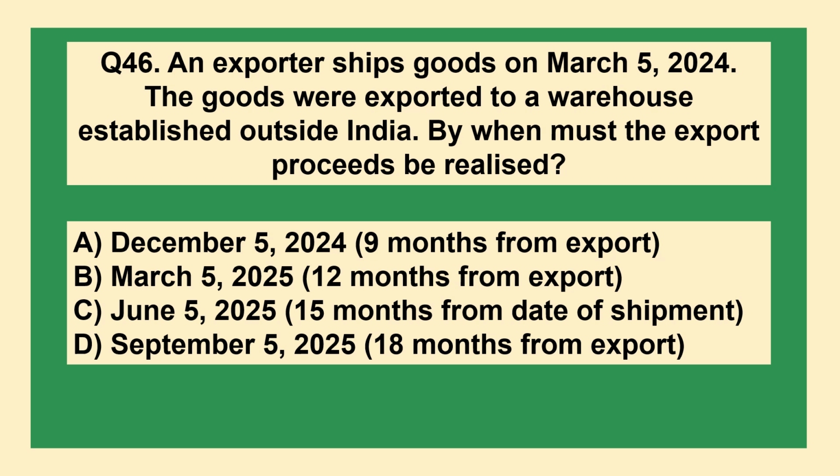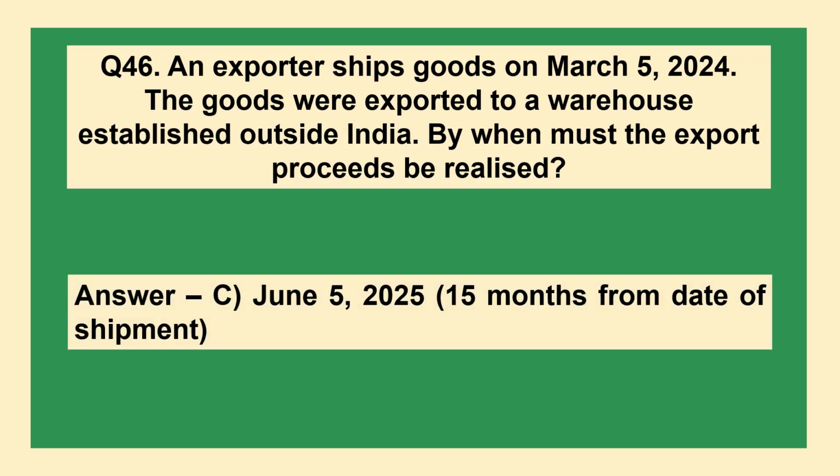An exporter ships goods on March 5, 2024. The goods were exported to a warehouse established outside India. By when must the proceeds be realized? Option A. December 5, 2024, 9 months from export. B. March 5, 2025, 12 months from export. C. June 5, 2025, 15 months from the date of shipment. D. September 5, 2025, 18 months from export. The answer is option C. June 5, 2025, 15 months from the date of shipment.